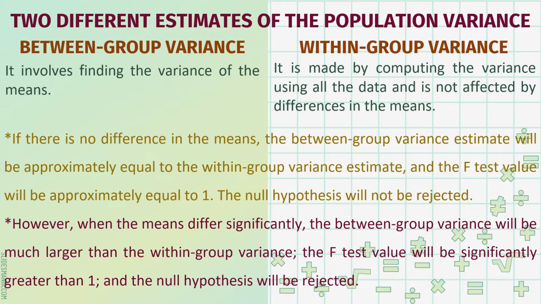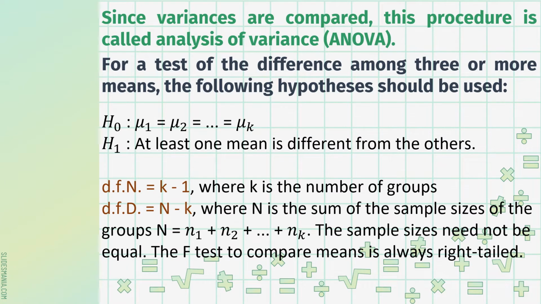The null hypothesis will be rejected since the means are not equal and there is a significant difference between them. And since variances are compared, this procedure is called analysis of variance or ANOVA. And for a test of the difference among 3 or more means, the following hypothesis should be used.